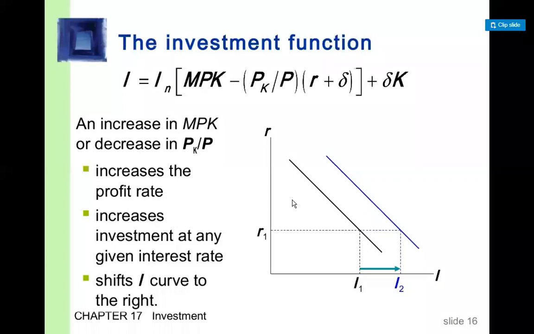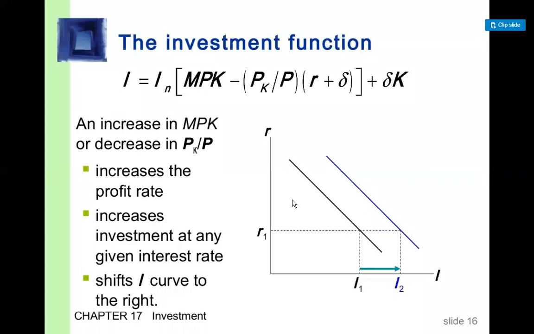Marginal product of capital and relative prices are constant. Okay. So the investment function shows an inverse relationship between the real interest rate and investment. Any change in the real interest rate causes movement along the investment curve. But any change in other factors, holding the real interest rate constant, like MPK or relative price, brings about a shift of the investment curve. That is the point.